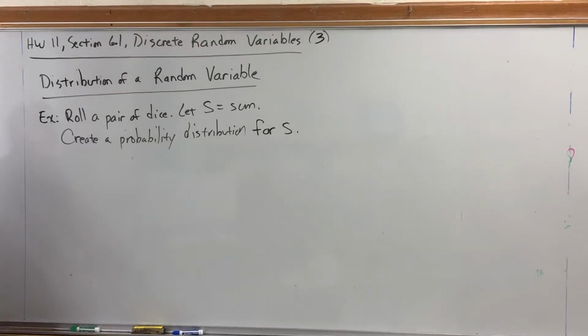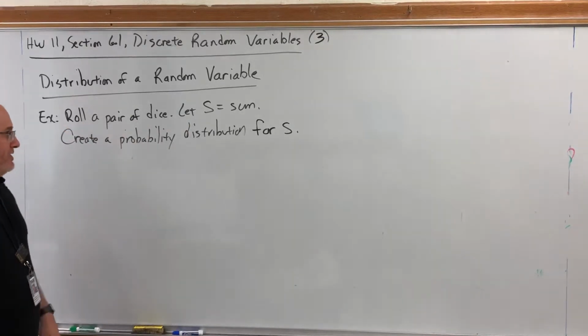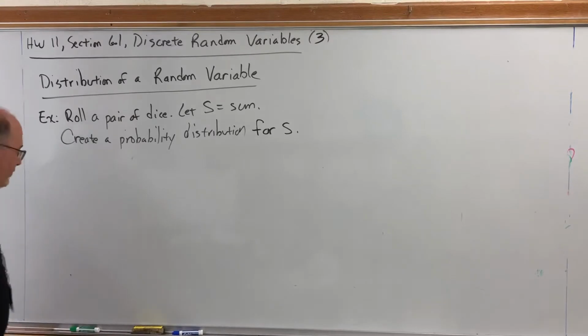Let's see if we can construct a probability distribution for this random variable where you roll a pair of dice and you want to let S equal the sum. Then we're going to follow through with some more probability questions. I better make a note to myself. Follow through with probability questions.